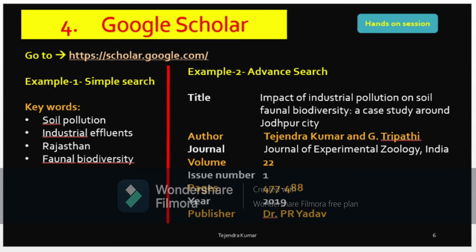Out of those, one is Google Scholar. Google Scholar is, as I think, a very good search engine, and it provides us many research papers and their citations in many different formats. It also provides simple search and advanced search, and we can find many sort options like title, author, journal, volume, issue number, everything.